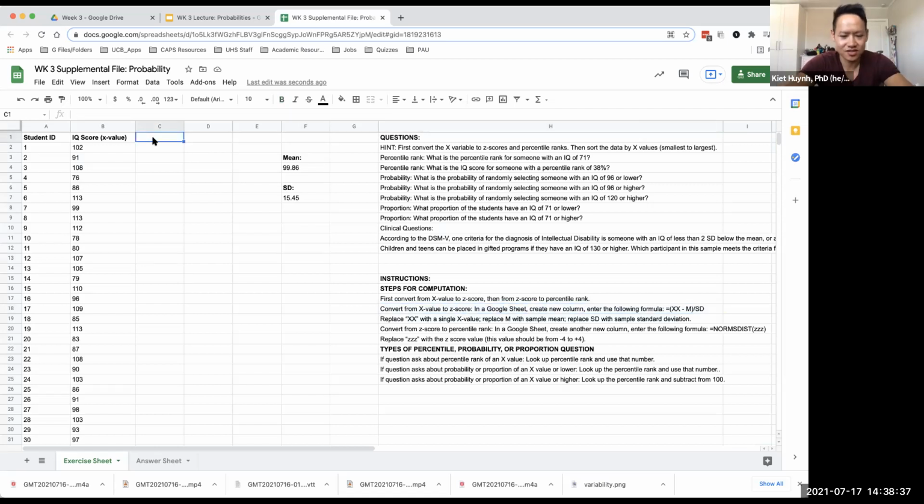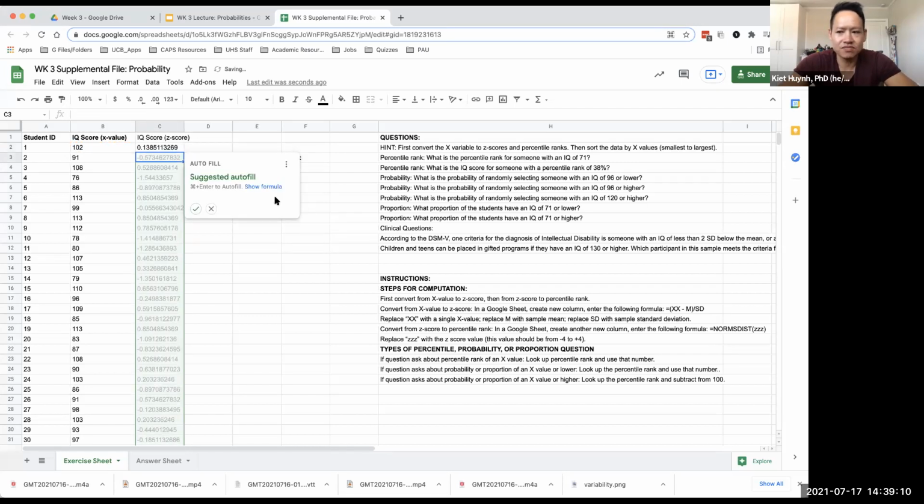So now create a new column. This is the IQ score, z-score. And we just enter this formula here, equals parentheses XX minus M all over SD. Remember, XX is the X value here. M is the mean for the sample, which is 99.86. SD is the standard deviation, which is 15.45.